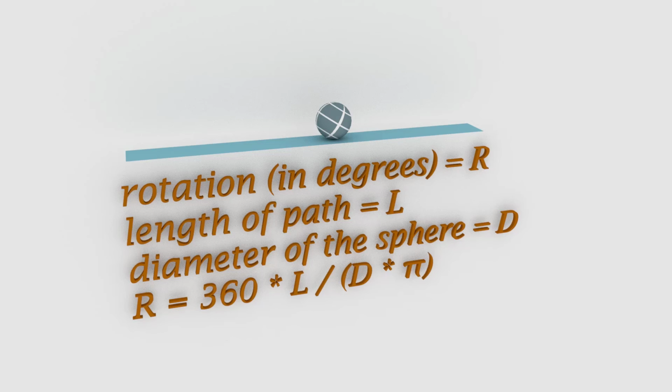And now the equation goes like this. R equals 360 degrees times L, the length of the path, divided by the diameter of the sphere times pi. Try it out. I did.